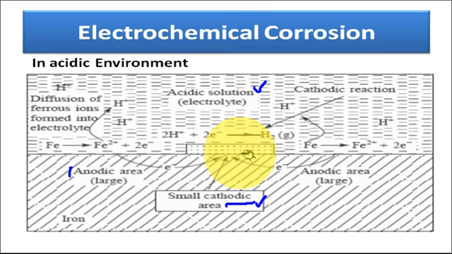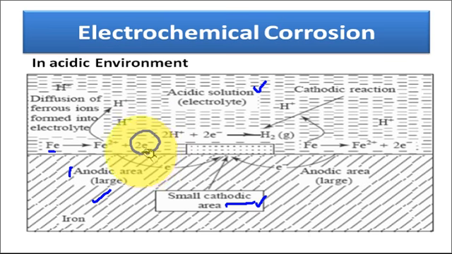So now what happens next? At the anodic area, as we discussed, always oxidation takes place. So at the anodic area, iron atoms are converted into Fe2+ ions and the electrons are released. So oxidation takes place at this large anodic area, and in this oxidation reaction, electrons are released.